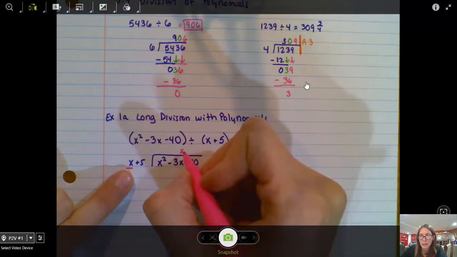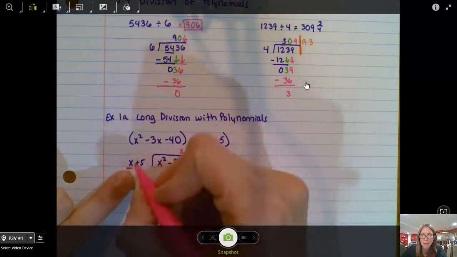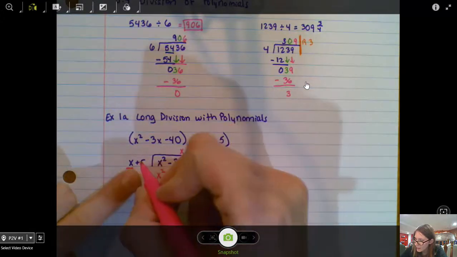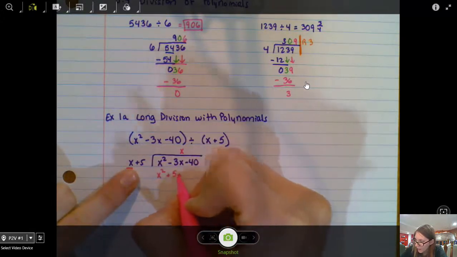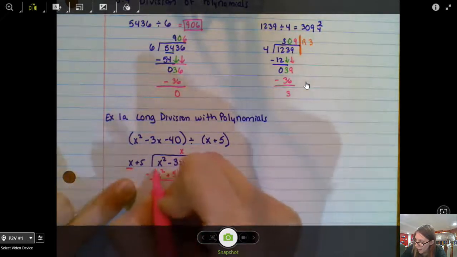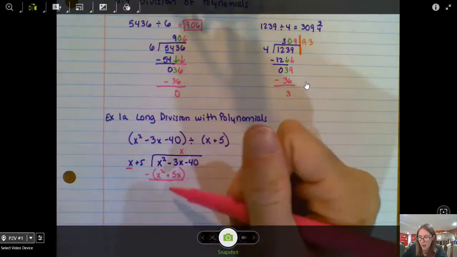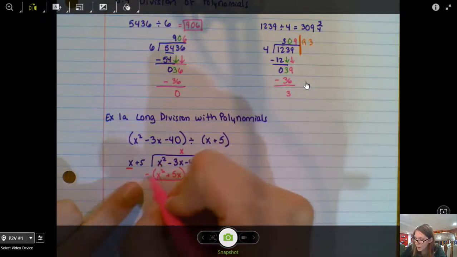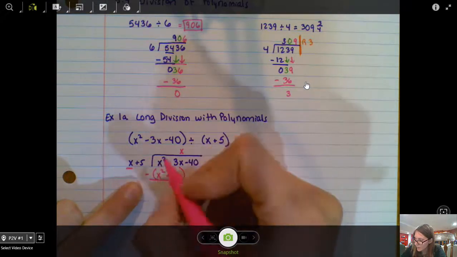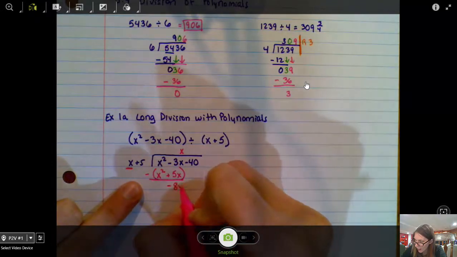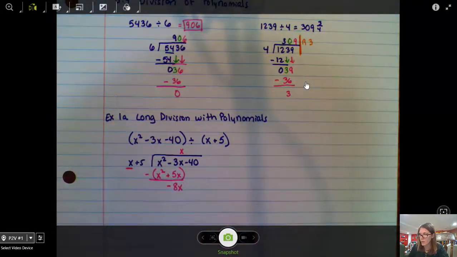Now I need to make sure I'm multiplying by the whole thing. X times x plus 5. Well, x times x is x squared. X times 5 is plus 5x. Subtract straight down. Okay, so write our number at top, multiply, subtract down. X squared minus x squared, they cancel out. Negative 3x minus 5x is negative 8x. But then, just like with regular long division, we bring our next term down and we keep going.